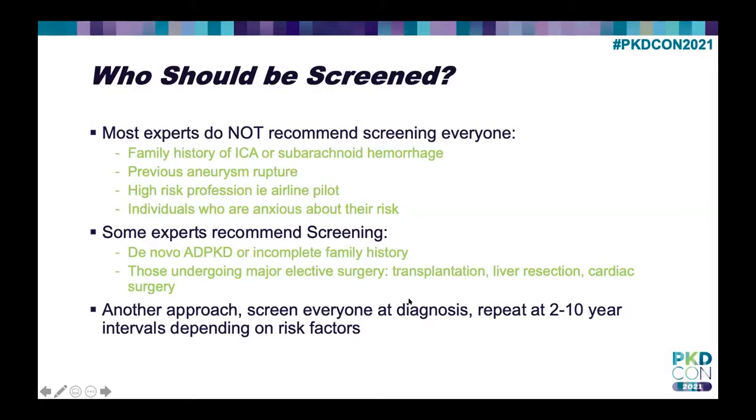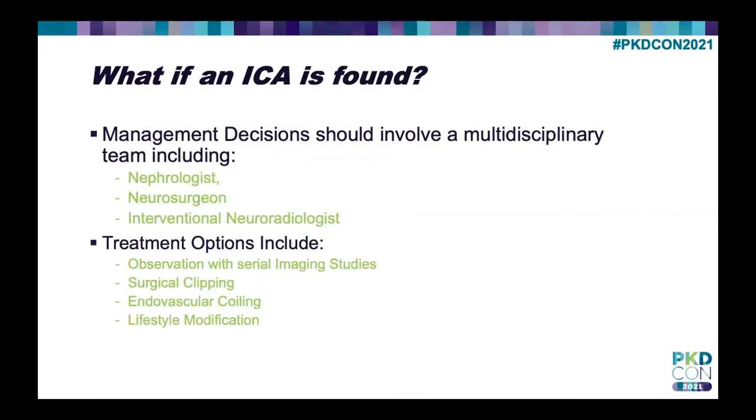This is what I think most people agree to, but there is another group of people who, based on cost effectiveness analysis, screen everyone and then just repeat the imaging at 2 to 10 year intervals, depending on what risk factors they have. So what happens if you're found to have an aneurysm on one of those screening studies?